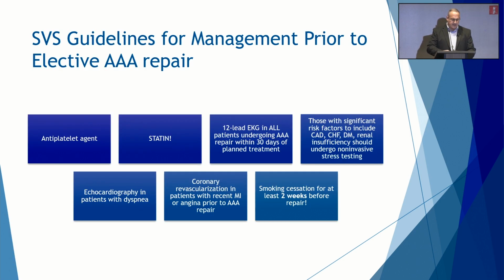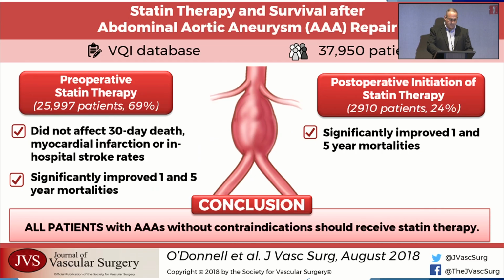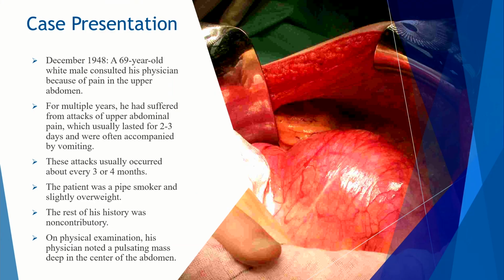The guidelines for medical management prior to elective repair include an antiplatelet agent, a statin, which is key, cardiac clearance, and smoking cessation. And we would like that to be at least 2 weeks prior to the repair. Statin therapy is key. As Dr. LeSar mentioned before, it is likely the anti-inflammatory effect of statins that gives us this survival benefit, significantly improving 1 and 5 year mortalities with preoperative and postoperative statin.